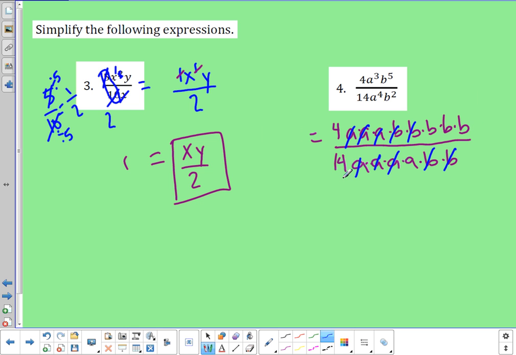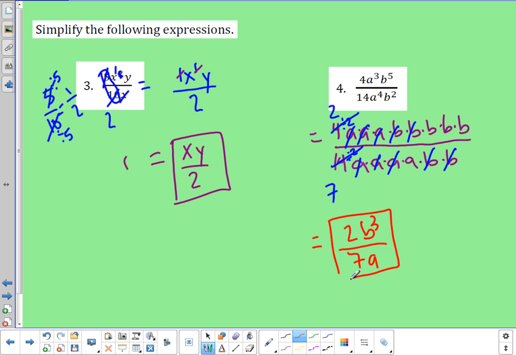For the fraction, 4 out of 14, these both can be divided by 2. We have a common factor of 2. So I can call this 2 and call this 7. So now let's put it all back together. I have a 2 on the top. I have b to the 3rd power. On the bottom, I have a 7, and I have an a to the 1st power.